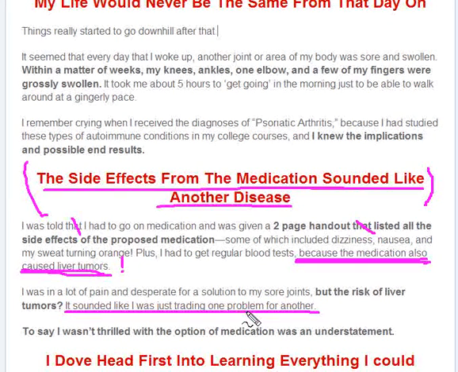Maybe not being able to pay your phone bill or something like that could be a problem. But say what it is, rather than saying a problem, one problem for another. State what it is. Be specific. "To say that I wasn't thrilled with the option of medication was an understatement."